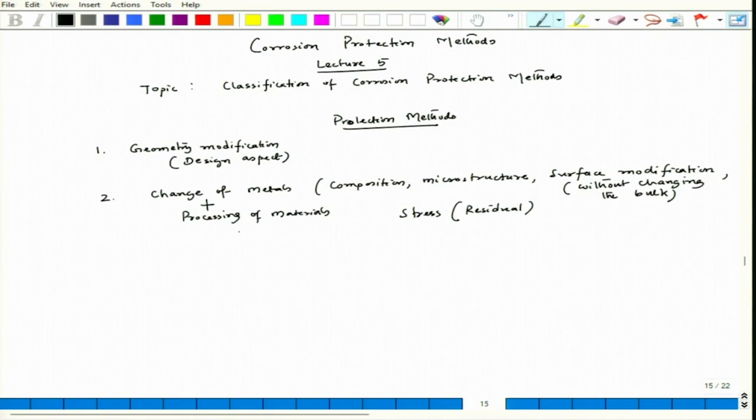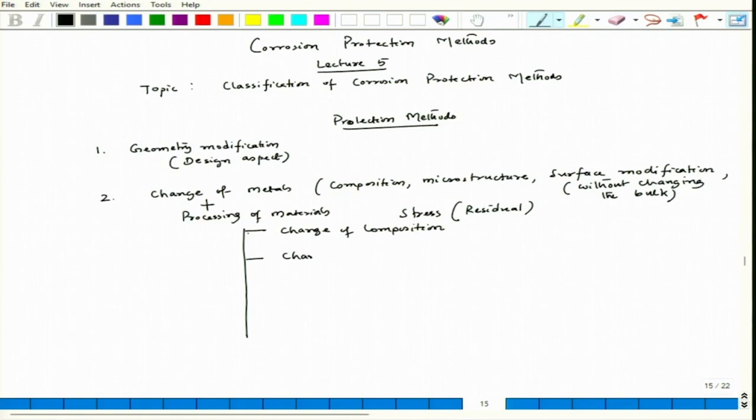So that means there are subsections here. So, what are those subsections? Change of composition. Change of composition means we can introduce oxide forming elements like chromium, like silicon into steel, one such example. That way we can improve the passivation behavior, like addition of noble metals in titanium alloys, like platinum and palladium to a very small extent. And because of that, it helps in passivation of titanium alloys. So, those are the changes of compositions. We will discuss more on that.